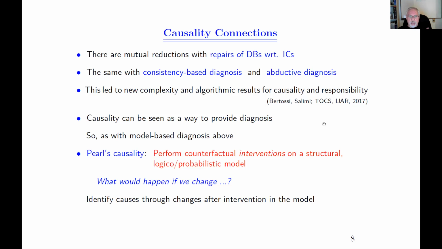That's in some sense similar to model-based diagnosis that I mentioned over here. But in this case, we are appealing to Judea Pearl's causality. The idea is to perform counterfactual interventions on a structural model that is of a logical nature or a probabilistic nature, or a combination of both. We are asking what would happen if we change something in the model. The idea is to identify causes through changes after the interventions on the model. That is the main idea behind actual causality.